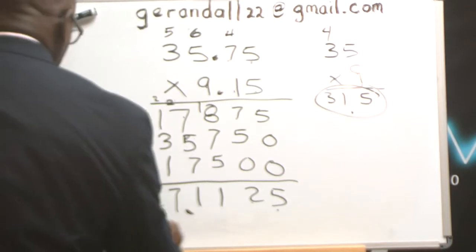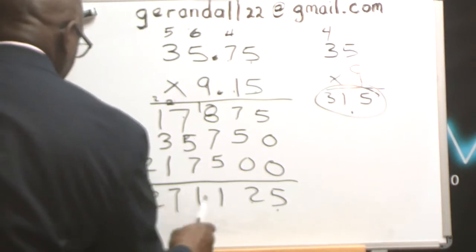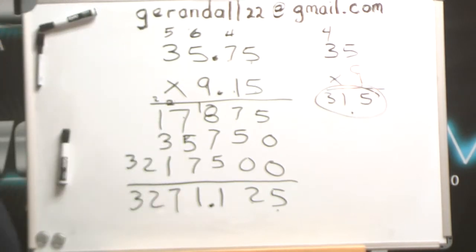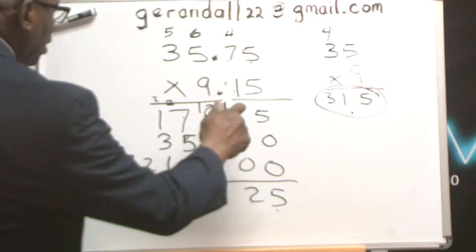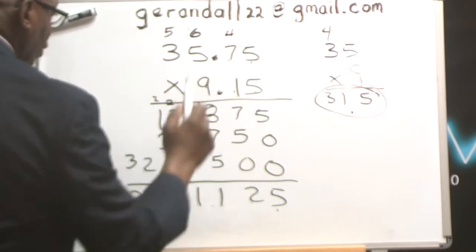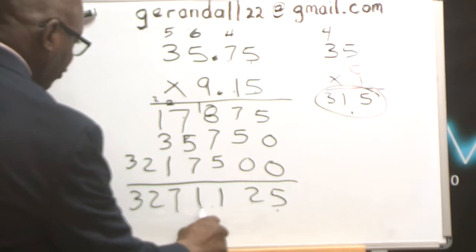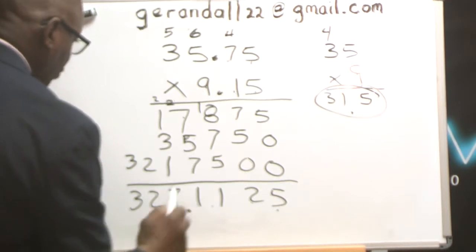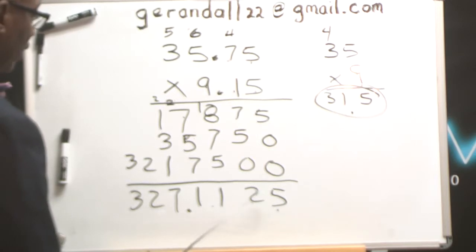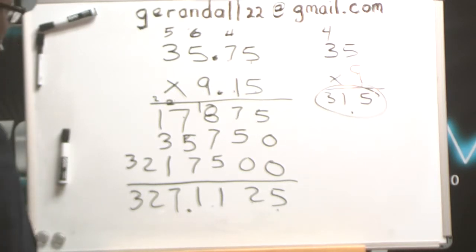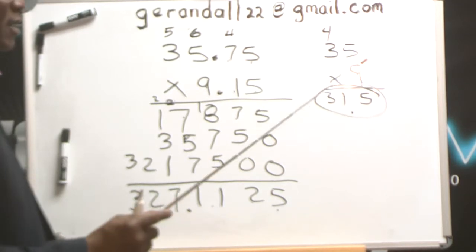Because if you had put this decimal here, not even close. Not even close. So, again, 1, 2, 3, 4. 1, 2, 3, 4. Goes in between the 7 and the 1. And we get 327 and 1,125 10,000ths.